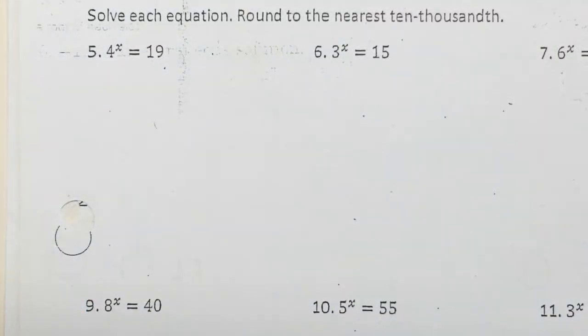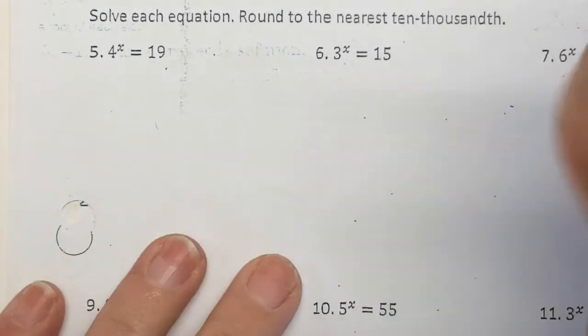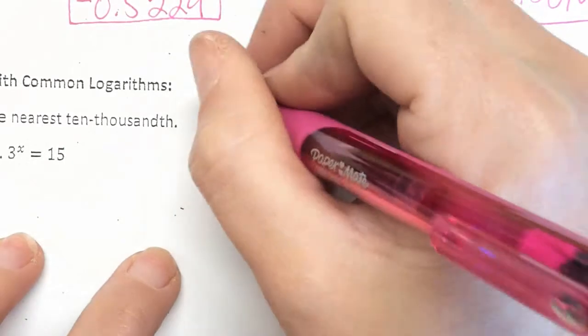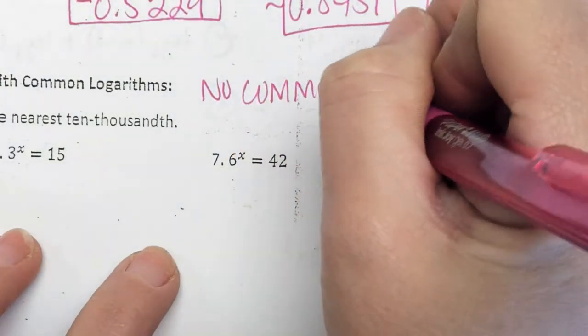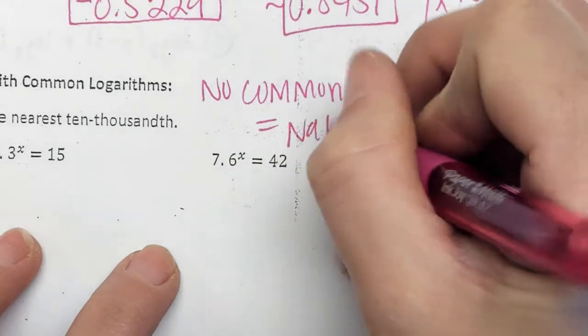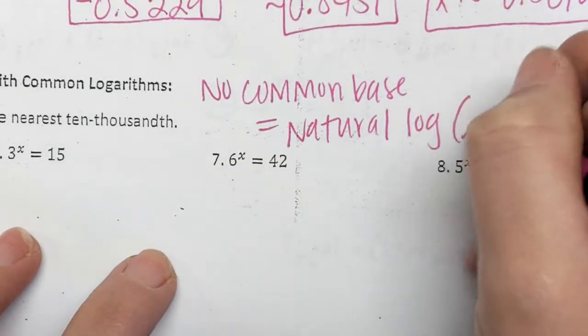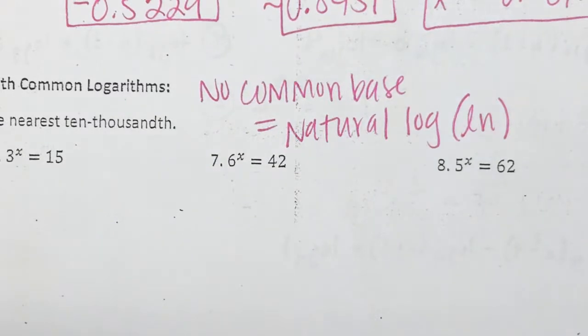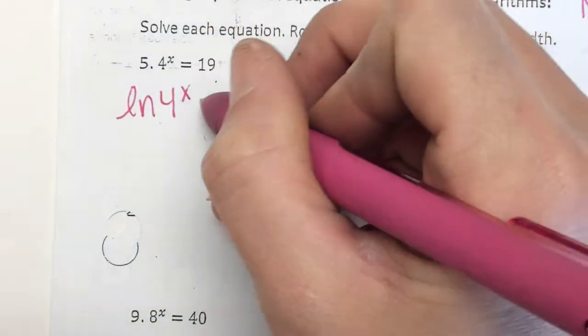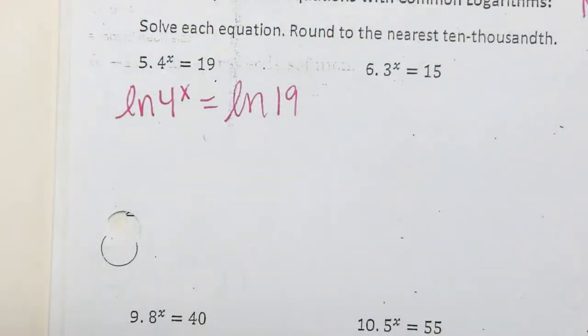Correct. Okay, so on your test, if it does not have a common base is when you use natural logs. Let me write this down. No common base, you have to use the natural log. And anytime I say natural log, I'm talking about LN, not LOG, LN. They're kind of alike. They have a few differences. So for number 5, what we're going to do is multiply both sides by ln. So it'd look like this. ln of 4 to the x and ln 19. And again, the reason we have to use ln is because they don't have a common base.